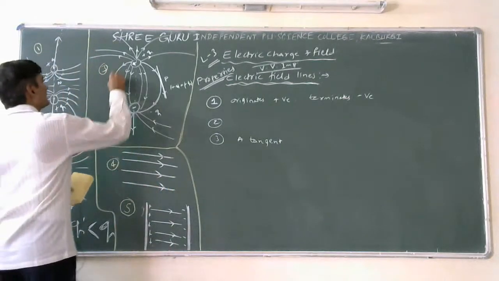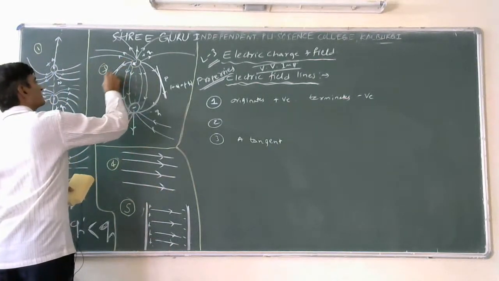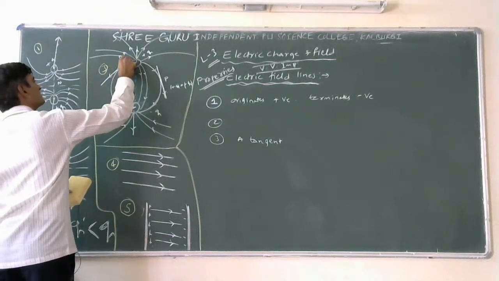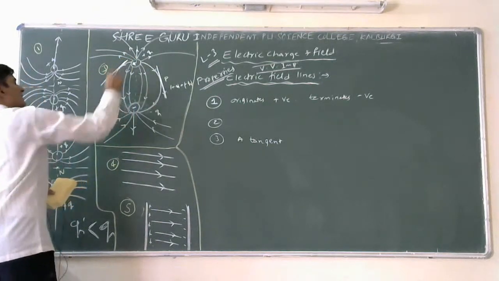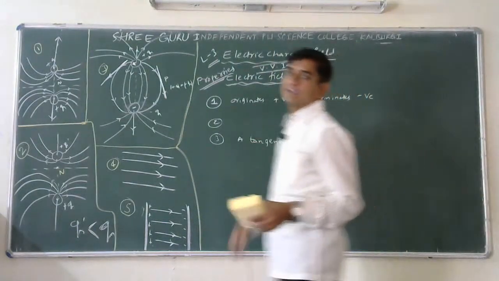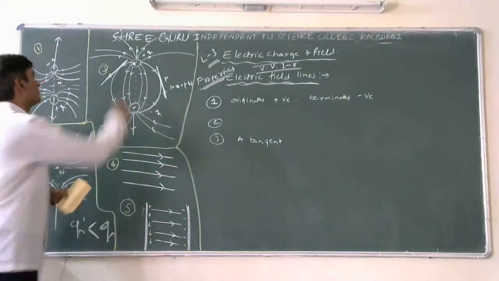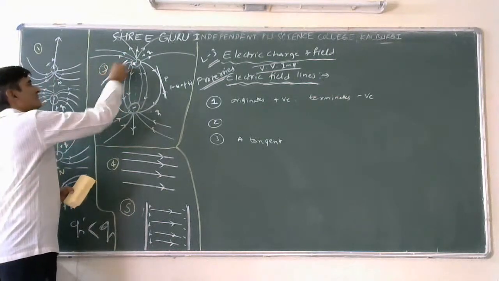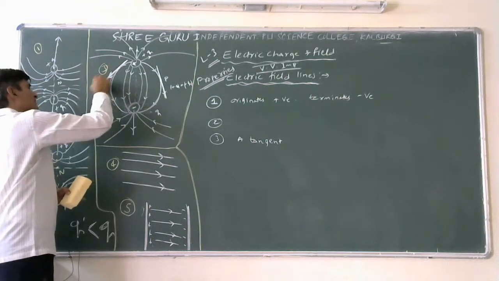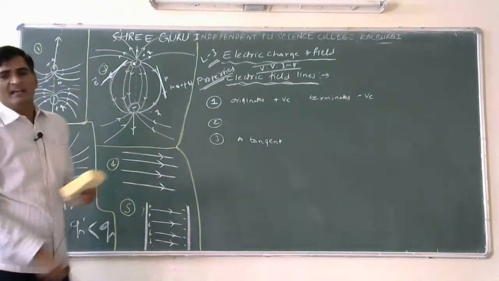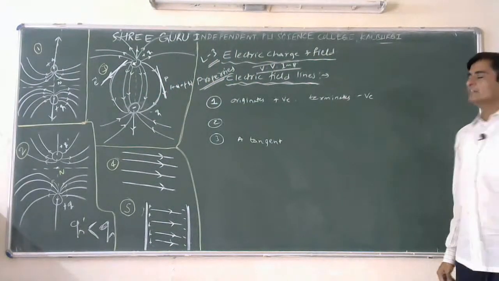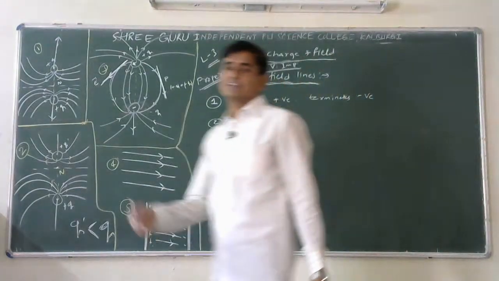Let us draw a tangent to this one. It is like this. Tangent means a straight line touching a curved line at only one point. That is called a tangent. Now we draw a tangent to this electric field line. This tangent is in this direction, and this will give you the direction of the electric field intensity. A tangent drawn to the electric field lines gives the direction of the electric field intensity at that point.